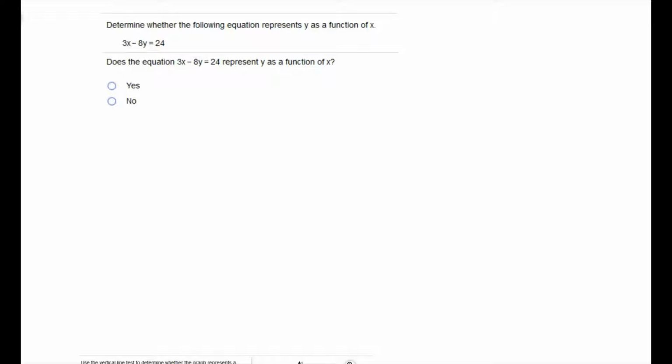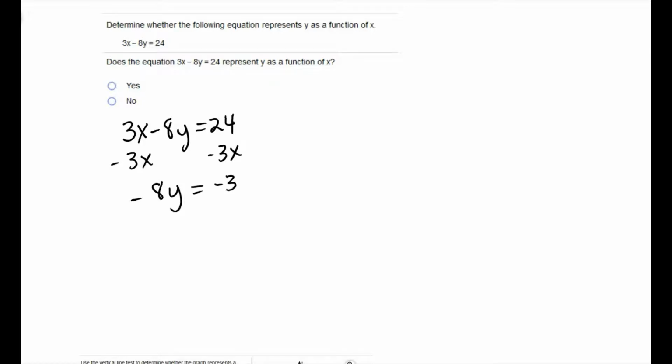So the first thing that we want to do to make that decision is to rewrite our equation in y equals form. So we're going to write 3x minus 8y equals 24. We want to rewrite it so that we have y by itself on one side. So we're going to subtract 3x on both sides. That gives me negative 8y equals negative 3x plus 24.